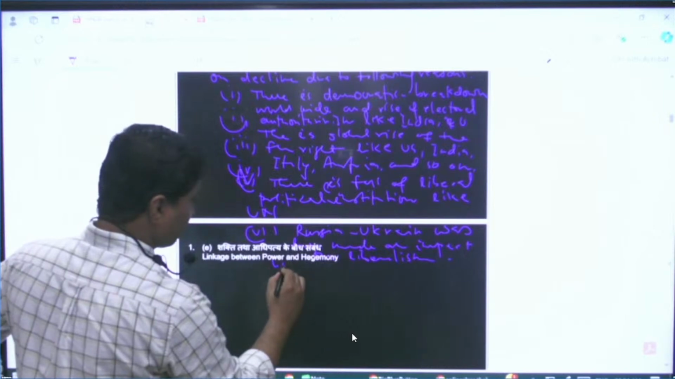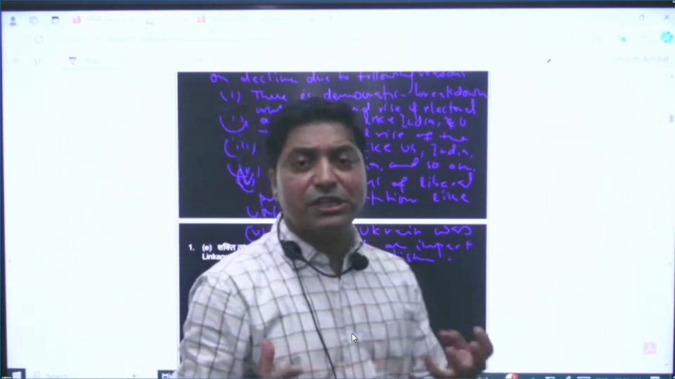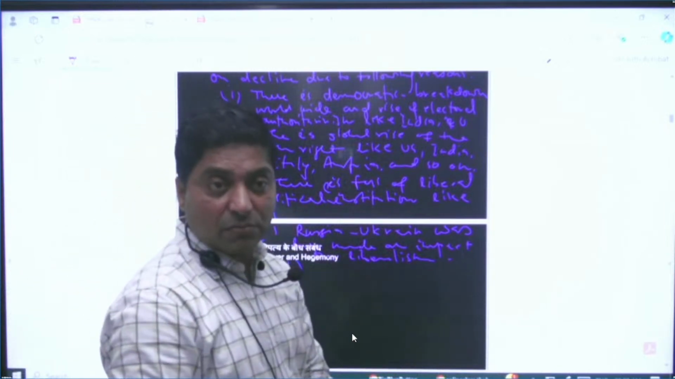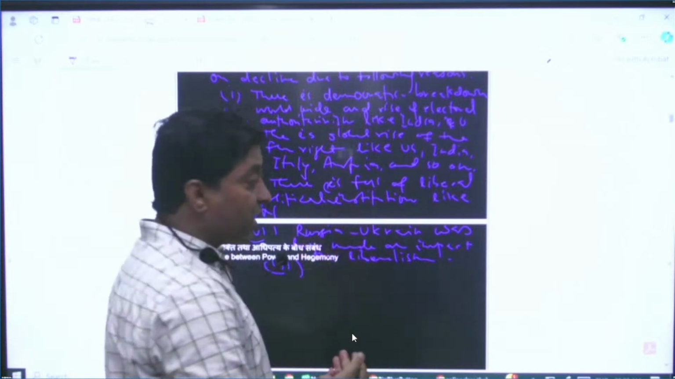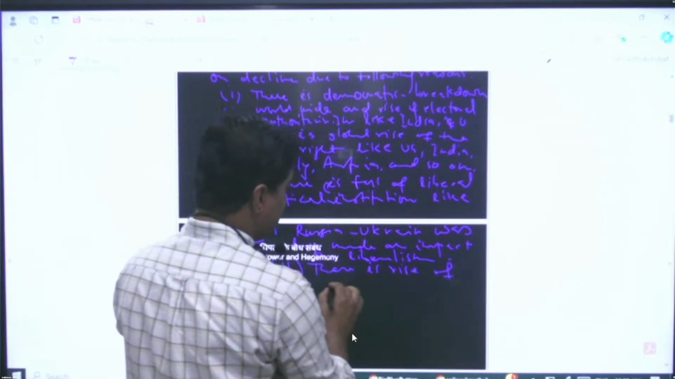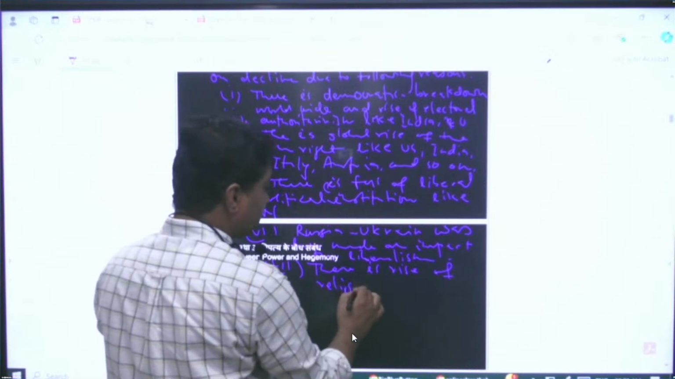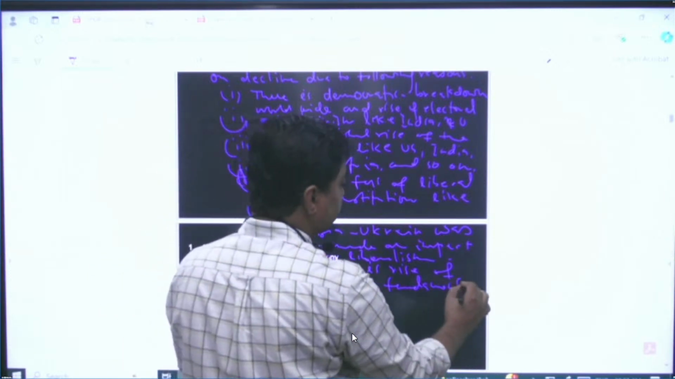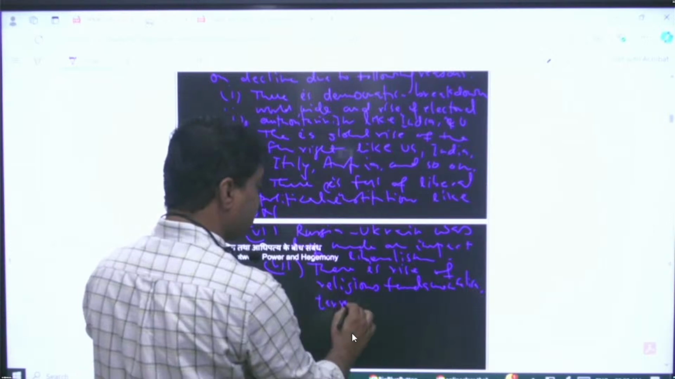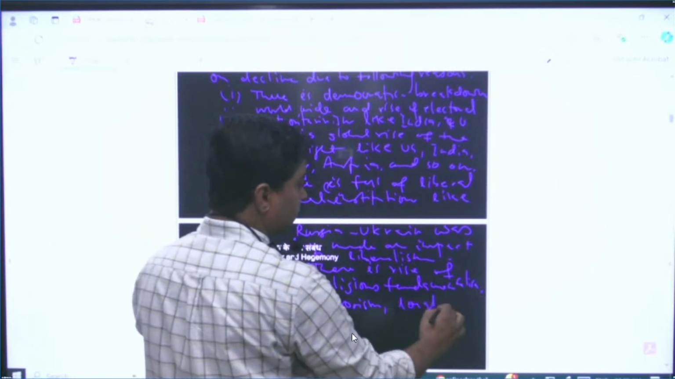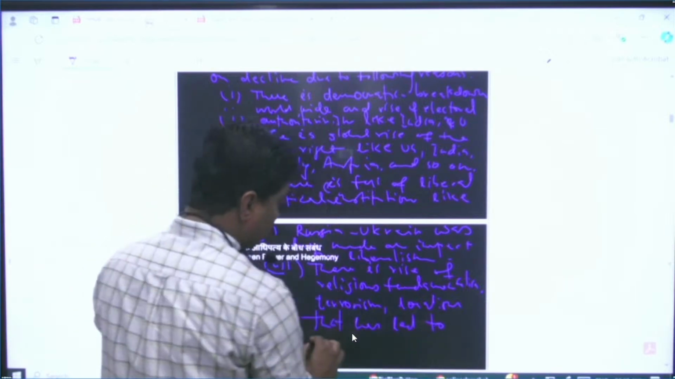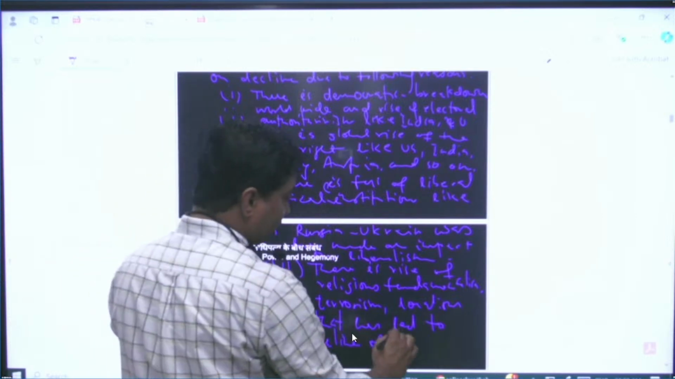Now, the next you can write, there are multiple points. It is testing your contemporary knowledge. There's a rise of religious fundamentalism, terrorism, localism, deglobalization, which has led to decline of liberalism.